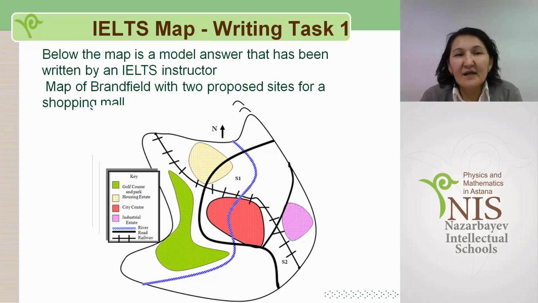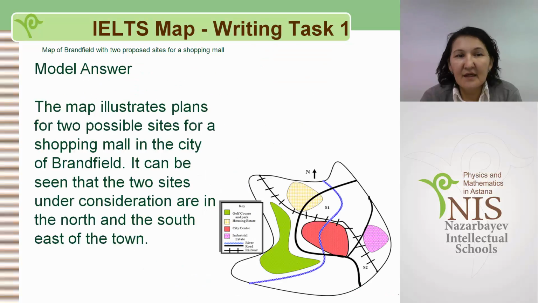Good. Below, the map, which is a model answer that has been written by an IELTS instructor. Map of Brentfield with 2 proposed sites for a shopping mall. Look carefully, please. This is the model answer.